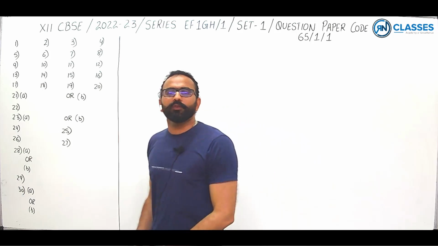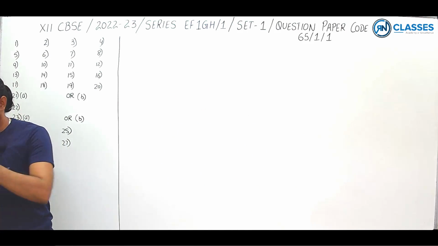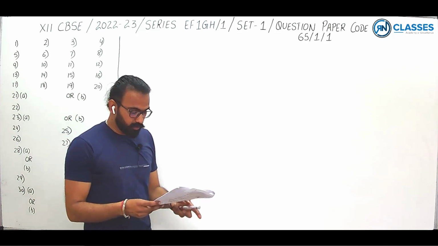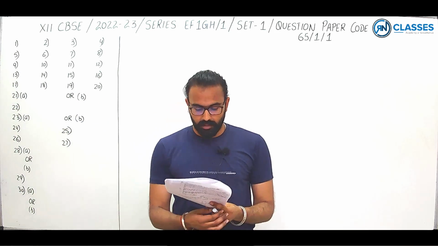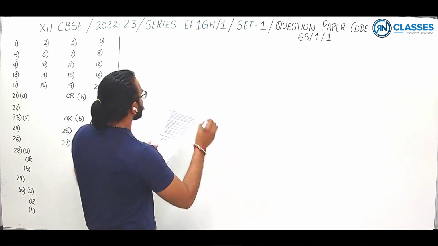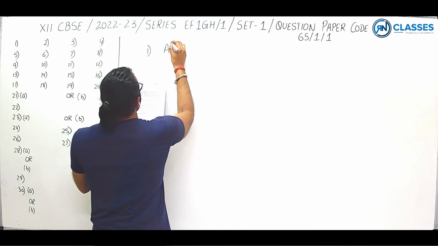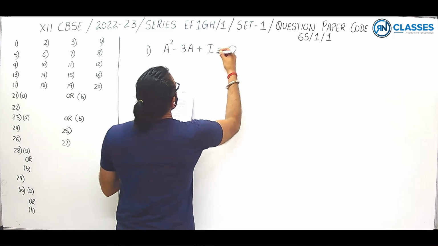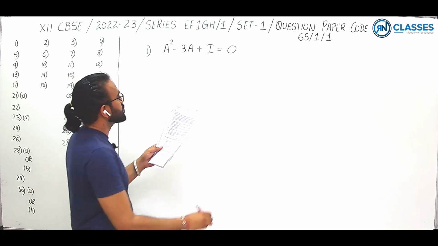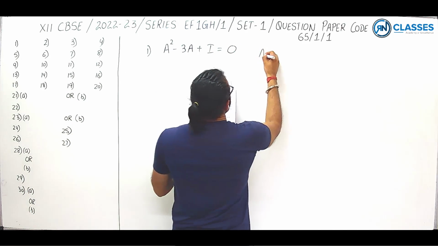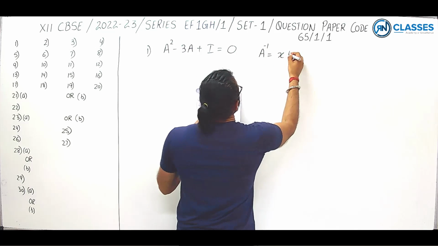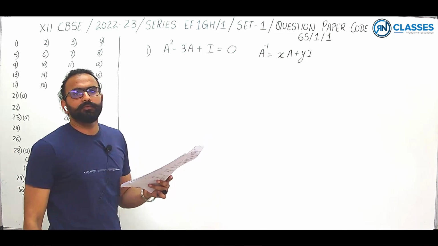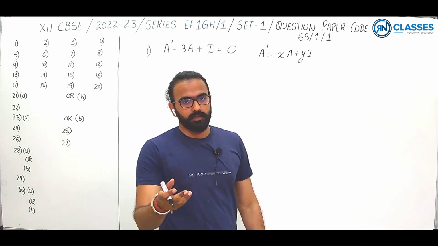So starting with the very first question, that is, if for a square matrix A, A square minus 3A plus identity matrix equals 0 matrix, and A inverse equals X times matrix A plus Y times identity matrix, then we have to find the value of X plus Y.